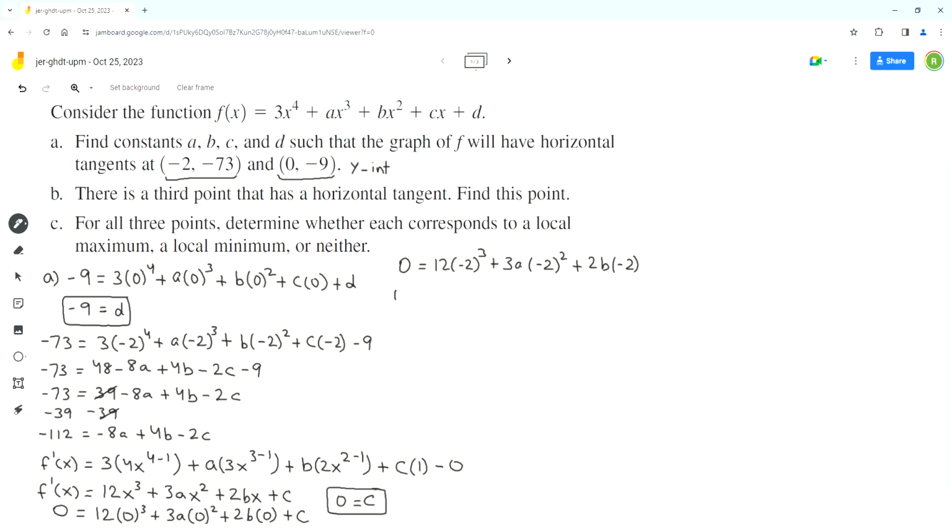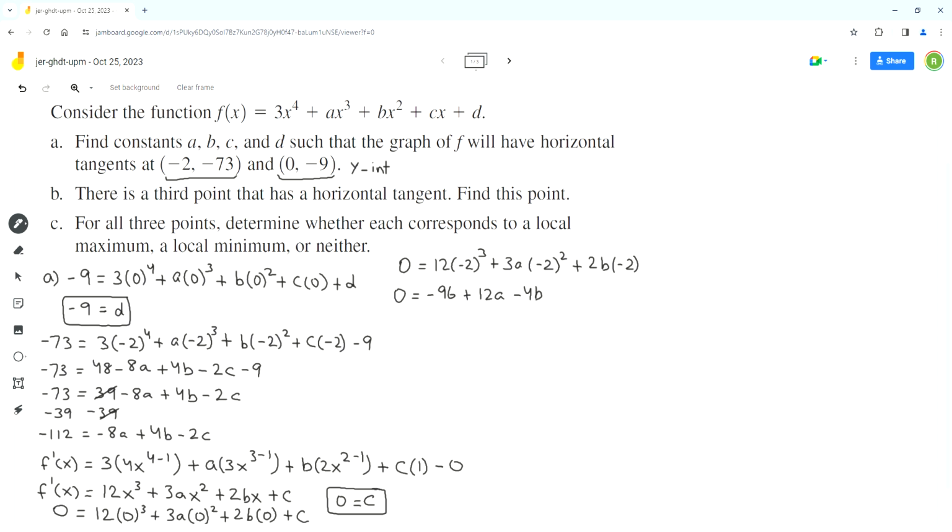So we get 0 equals, so -2 exponent 3 is -8. So 12 times -8 is equal to -96. Now -2 squared is equal to 4, and 4 times 3 is 12. So we get 12a. And then 2 times -2 is -4. So we get -4b.